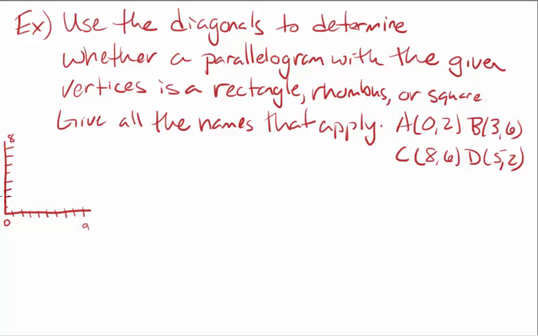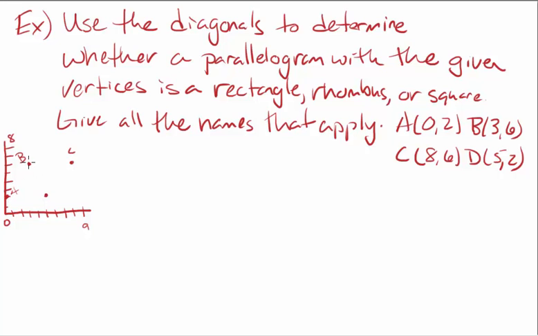Our first point is A, (0, 2), so that's right on the y-axis. B is (3, 6): over 3, up 6, right about there. That's B. C is (8, 6): over 8, up 6, so right where B is, about there. That's C. And then D is (5, 2): over 5, up 2, right about there.